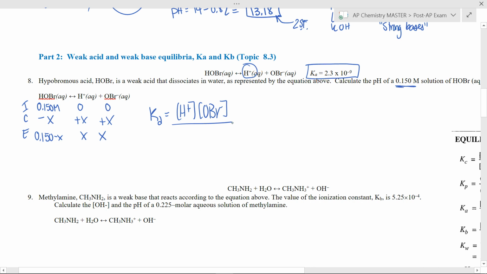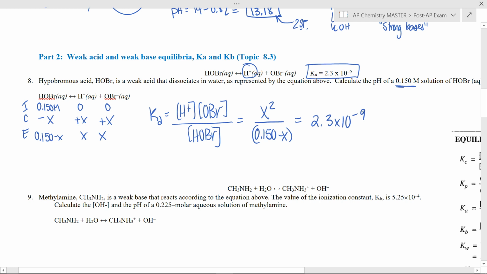The way we write K expressions is it's products over reactants. Coefficients become exponents. You should find in these types of acid-base reactions that there are never any coefficients because all we're doing is just losing one hydrogen or gaining a hydrogen. And you leave out liquids or solids. In this case, they're all aqueous, so I include everything. So on the top, I have X times X, so that's X squared. The bottom is 0.15 minus X, and then that is equal to 2.3 times 10 to the negative 9.